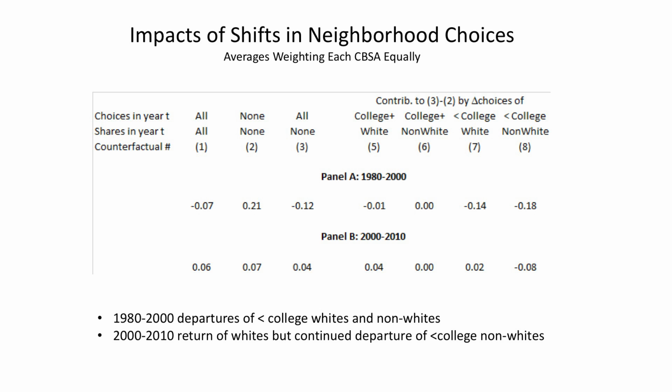Okay, so this is just the same thing. It's just these numbers add up to the effects of changes in choices. And you kind of see this continued departures of non-college minorities, but the return, to some extent, of non-college whites and to a greater extent of college whites. And so this is really what's driving the population, the fact that these downtown populations were growing after 2000. Okay. And so these things here are holding shares constant at the base year.